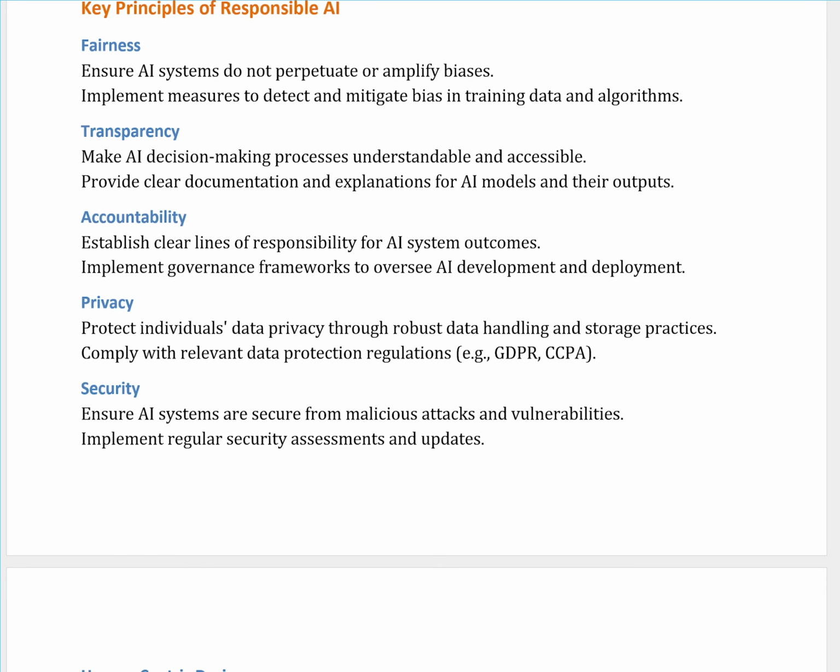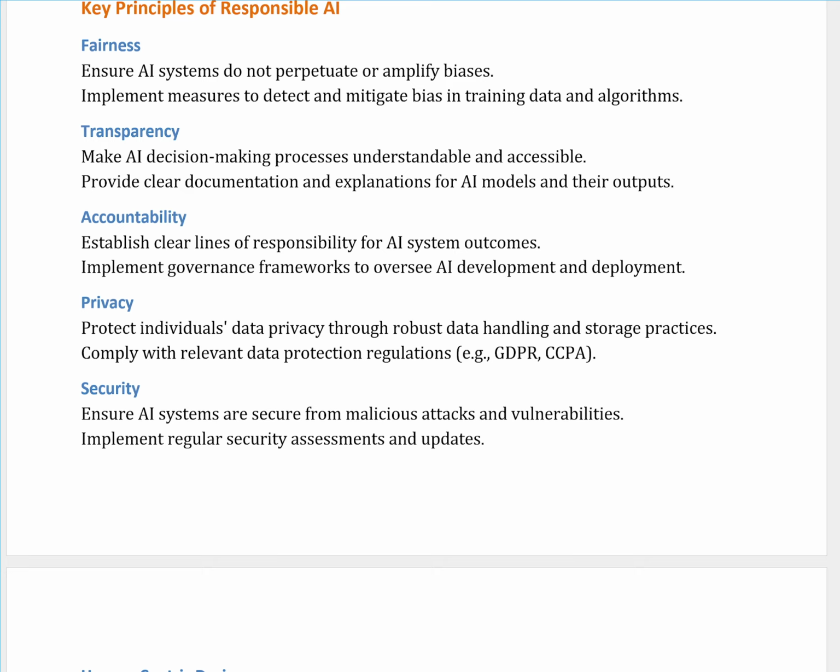Key principles of responsible AI. Fairness. Ensure AI systems do not perpetuate or amplify biases. Implement measures to detect and mitigate bias in training data and algorithms. Transparency. Make AI decision-making processes understandable and accessible. Provide clear documentation and explanations for AI models and their outputs.